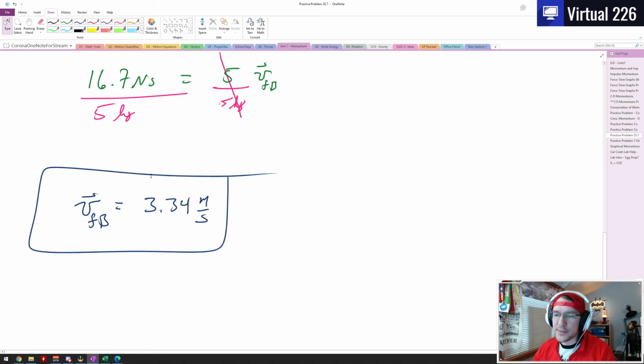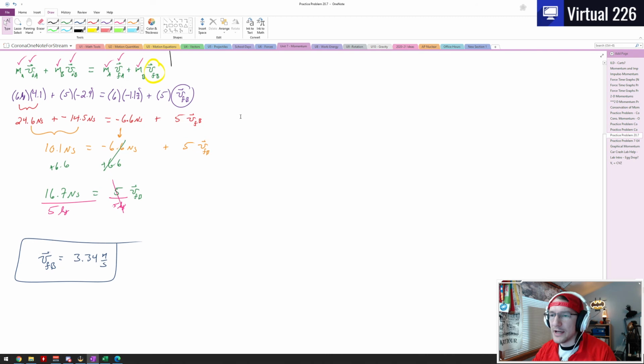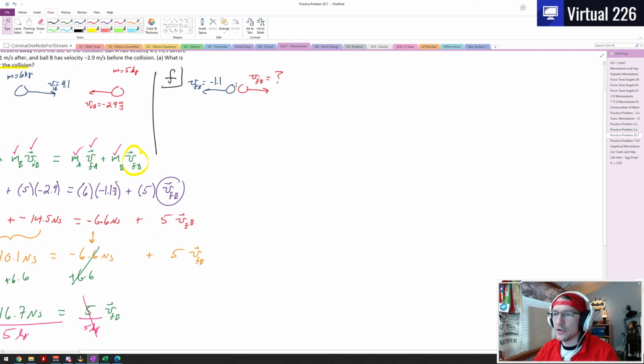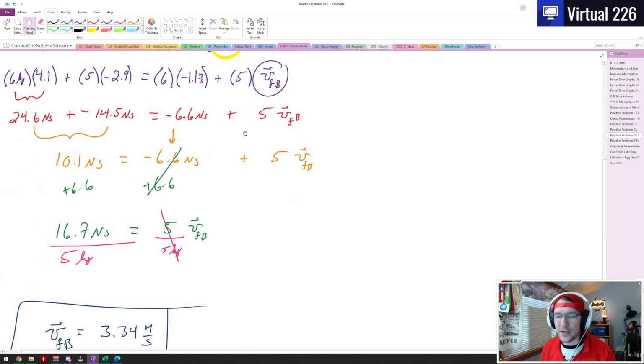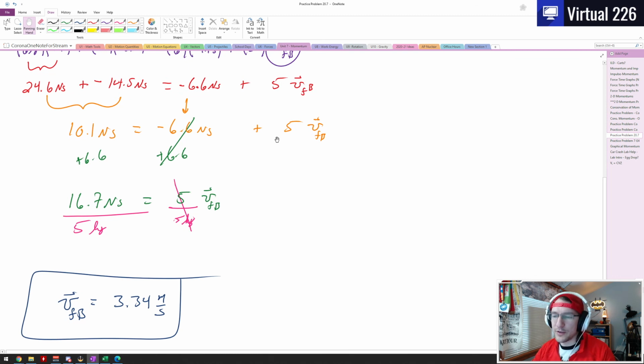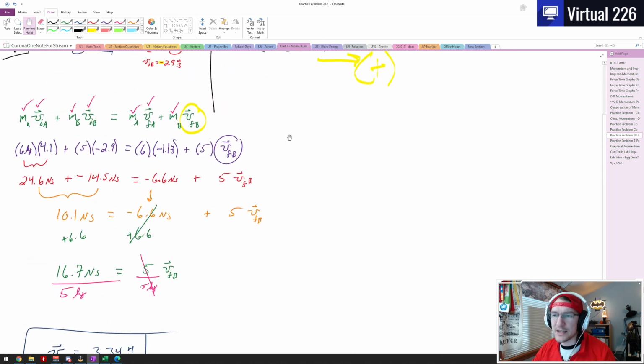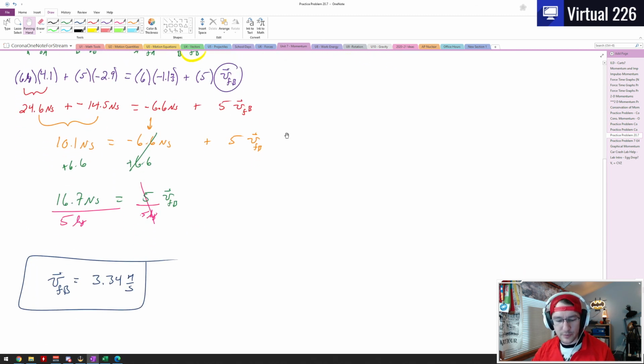And this value does make sense. It's a positive value, and that works out well for us because whenever we started, the second object was moving to the left, which was negative, but now it's moving to the right, which we know to be the positive direction as we defined it in the problem. So we got 3.34, which is a change in velocity from what we had previously. We were going negative and now we're going positive. So that's what we're seeing here in this problem.